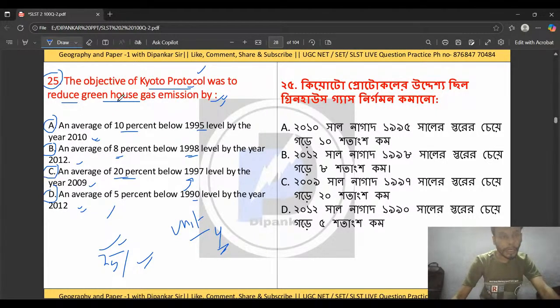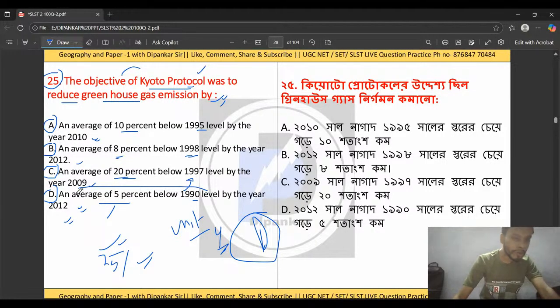So the objective of the Kyoto Protocol, the right answer is option D: an average of 5% below the 1990 level by the year 2012. So the right answer is option number D. Okay, the answer to 25 is option D.